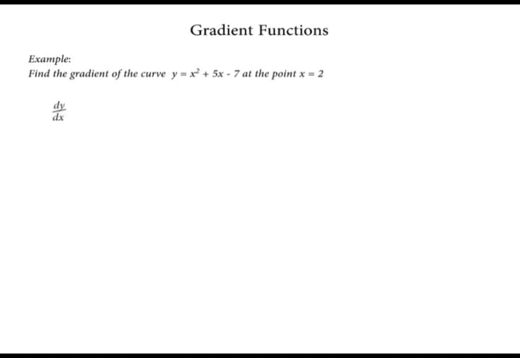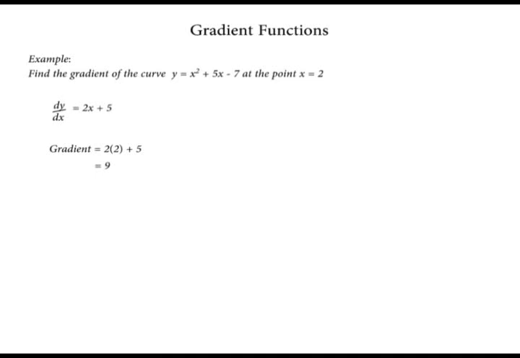And so dy over dx will be equal to, the derivative of that function will be 2x plus 5. We have x is equal to 2, so we just substitute x in the gradient function. 2 times 2 plus 5 will give us 9. And so the gradient of the curve y is equal to x squared plus 5x minus 7 at point x is equal to 2 is 9.